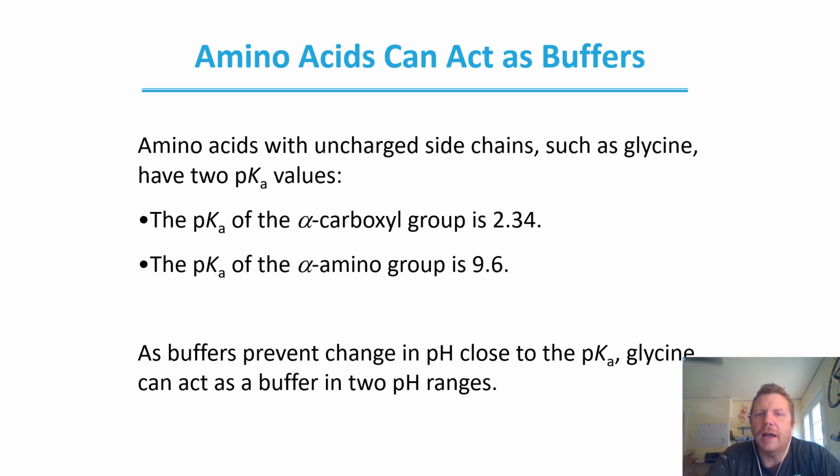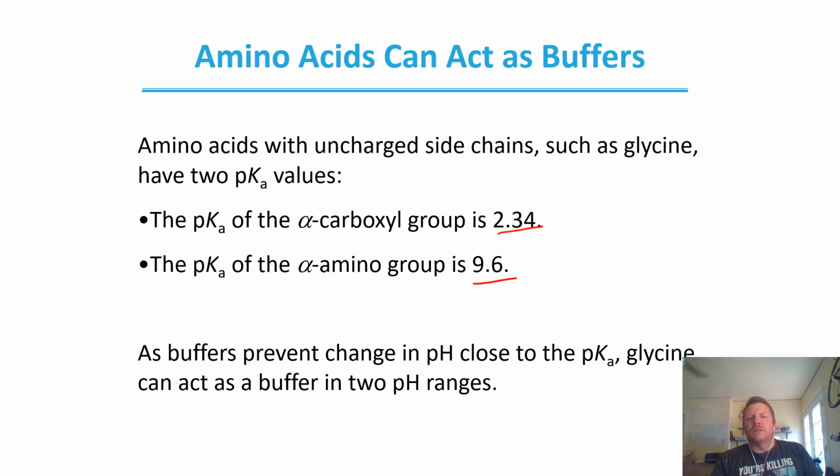These different amino acids have two different pKa values, so they can act as a buffer and maintain a pH at these two different points. In the case of glycine, it can use the carboxyl group, which has a pKa of 2.34, and the amino terminus, which has a pKa of 9.6.